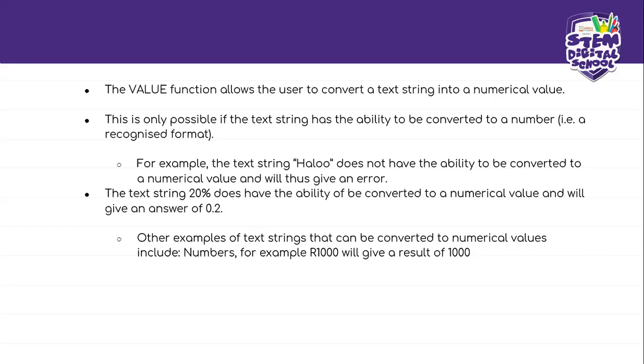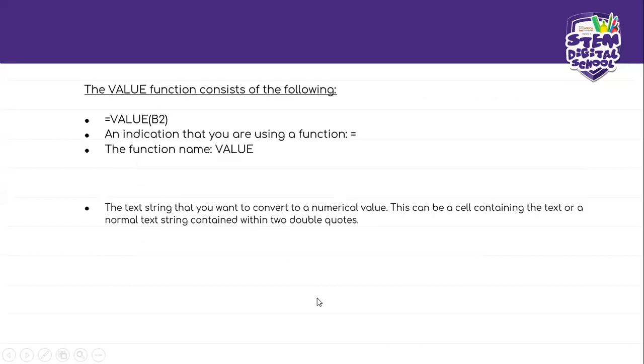The other examples of text strings that can be converted to numerical values include numbers, for example, 1,000 rands, which will give a result of 1,000. So this one can also be converted to a numerical value. Right, so the value function, how do we use it?